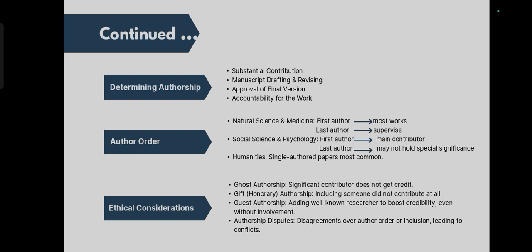In social science and psychology, the first author is the main contributor, and the last author may not hold special significance. In humanities, single authored papers are most common, though there are some multiple authored papers, but they are quite rare.